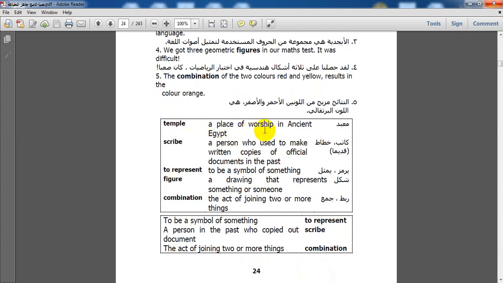Temple, a place of worship in ancient Egypt. Script, a person who used to make written copies of official documents in the past. To represent, to be a symbol of something. Figure, a drawing that represents something or someone. Competition, the act of joining two or more things.